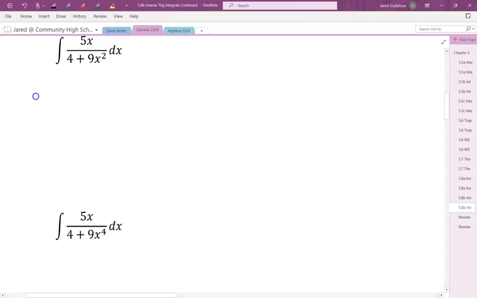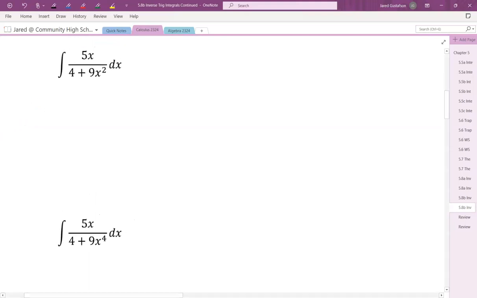Take a look at the first two problems in our 5.8b practice stuff. Almost identical. This power is different, and it's actually going to drastically change how we do this problem. We have to think about all the things that we currently know that are going to help us integrate. These don't look like basic functions that we're just supposed to know the antiderivative of.